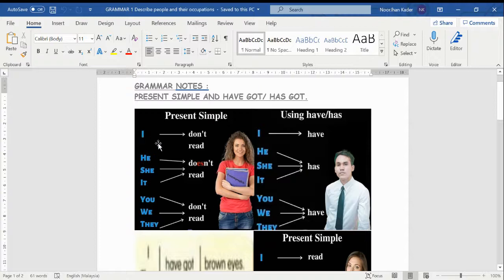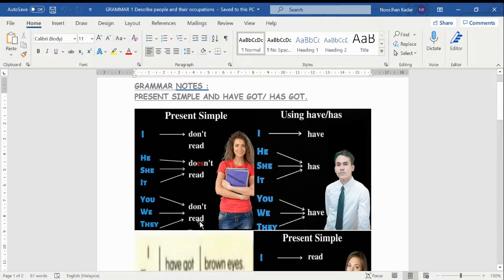Let's see. The first one, I. When you use the present simple tense for I, it has to be I don't read. Since the verb is in negative form, that is why it has a don't here. He, she, it doesn't read. Why is there a don't and doesn't here? Because these are all present simple tense in the negative verb form. So I don't read, he, she, it doesn't read, and you, we, they don't read.